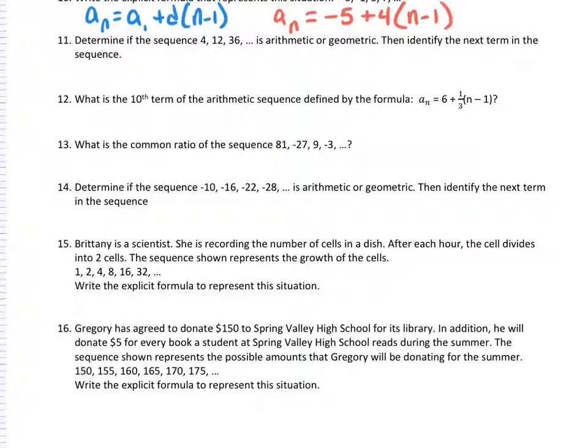Number 11, determine the sequence. Is it arithmetic or geometric? And then identify the next term in this sequence. Well, to go from 4 to 12, it looks like they're multiplying by 3, and then from 12 to 36, they are multiplying by 3. So it is geometric because they are multiplying. They are multiplying by 3. And then the next term in this sequence, I would just take 36 times 3, and I get 108.